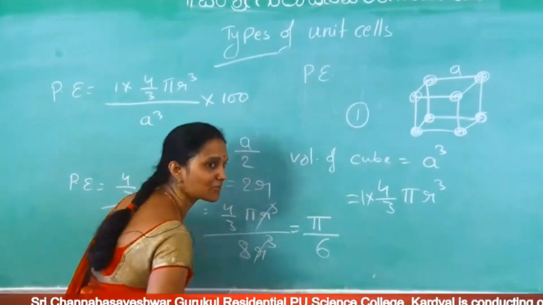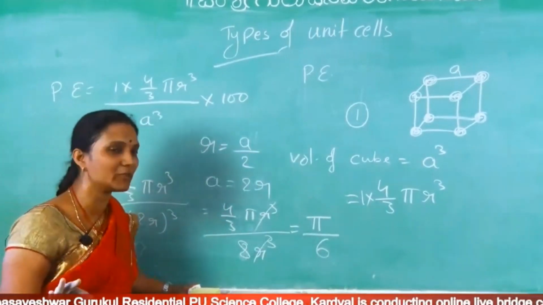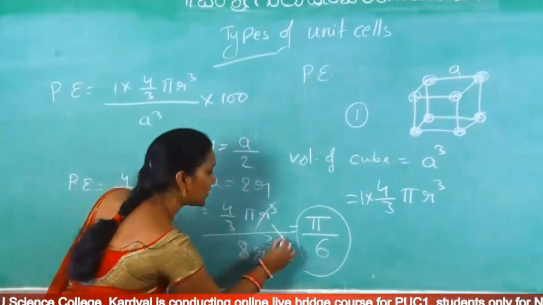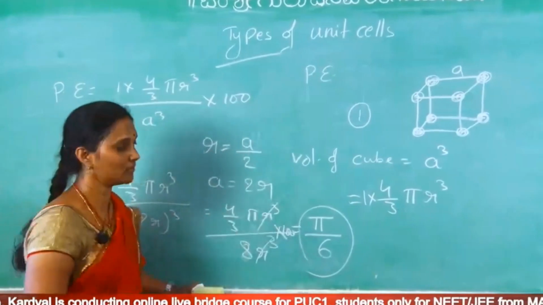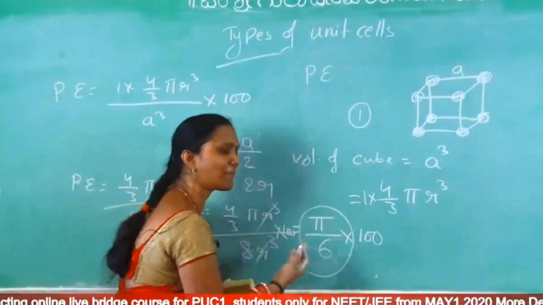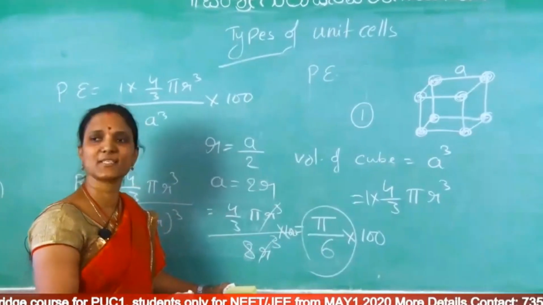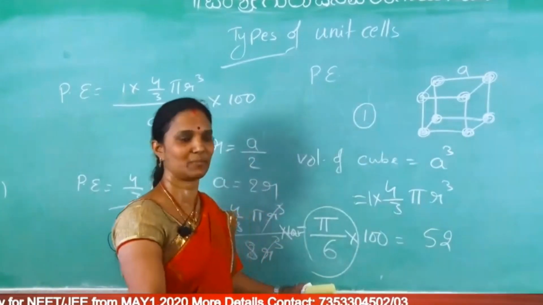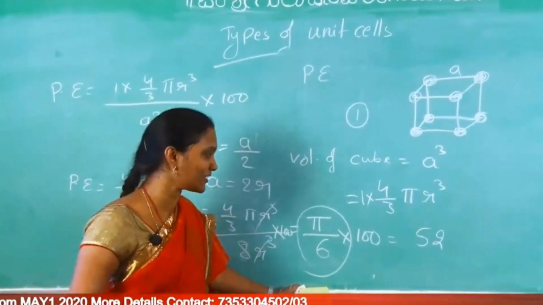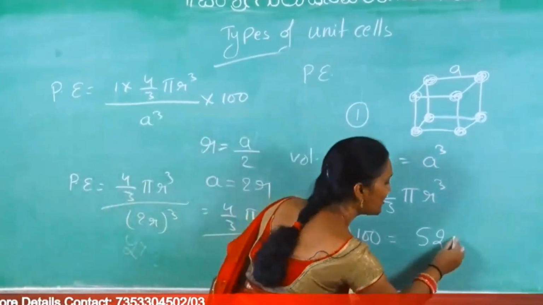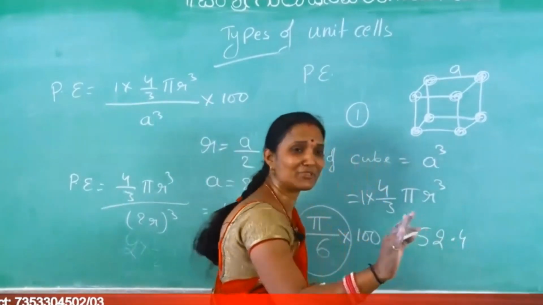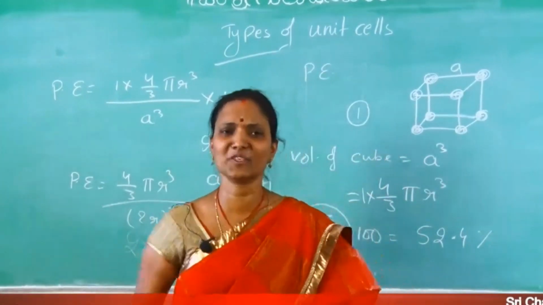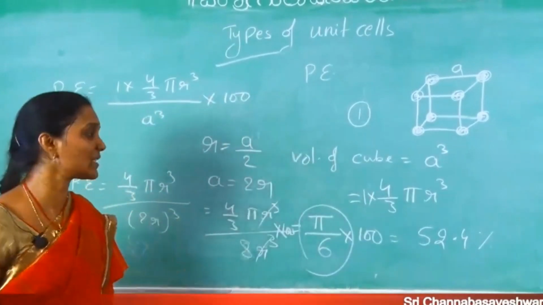In entrance exams they will give it like this only. What is the packing fraction in primitive unit cell? This is the correct option: pi by 6. Packing efficiency has into 100. So pi by 6 into 100. Substitute the pi value, pi by 6 into 100, and we get the answer 52. Because this question is repeated many times, I remember that value, but you calculate pi by 6 and check it. Exact answer is 52.36, so we get 52.4%. This is the packing efficiency.